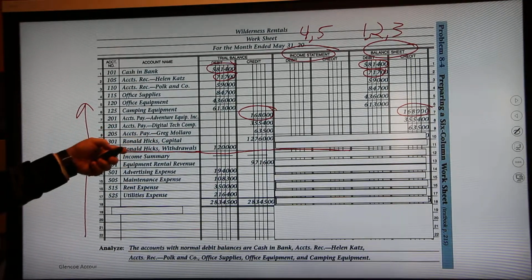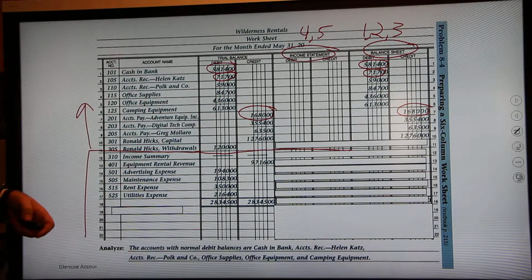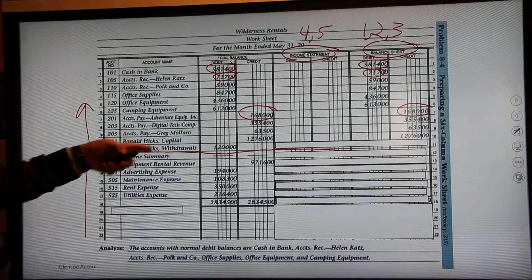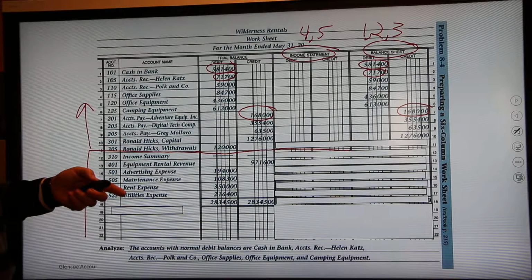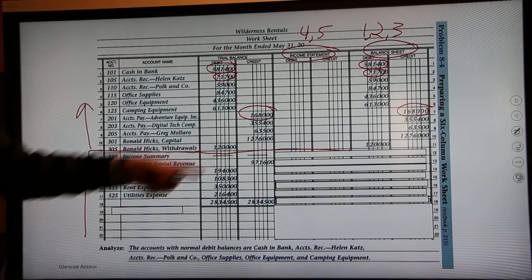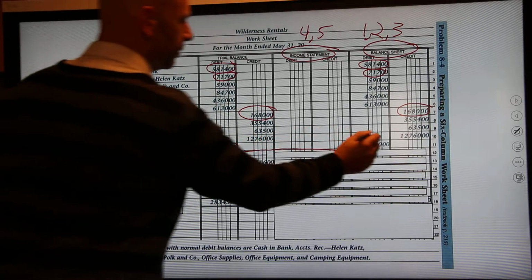Accounts payable, capital, it's a credit, you put a credit. Owner's equity goes on the balance sheet. Withdrawals is an owner's equity account. It goes on the balance sheet. It's a debit here, so it's a debit over here.